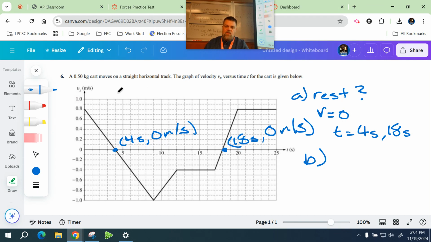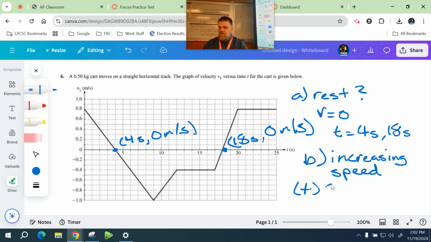For part B, it's asking, indicate every time interval for which the speed, magnitude, or velocity is increasing. So the speed is increasing when the slope is positive. So we're going to say increase speed slash positive. And so what we're looking for is a positive slope. So let's highlight that. From here to here, it's increasing, and from here to here, it's increasing. So we're just going to go and find those times.